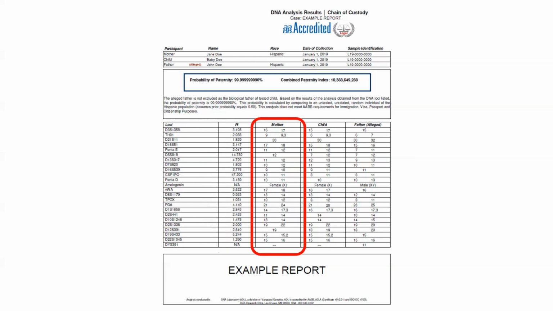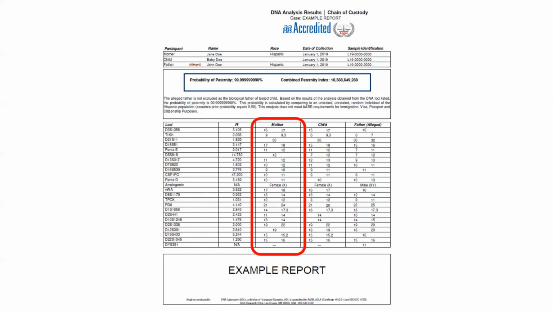Here, we can see these are the results of the loci for the mother. So for the first row, you can see for locus D3S1358, her DNA is 16 and 17. That's just what the numbers are for what kind of DNA she has for that section. You get one from each of your parents, one from your mother, one from your father. So she has a 16 and 17, one from her mother, one from her father.